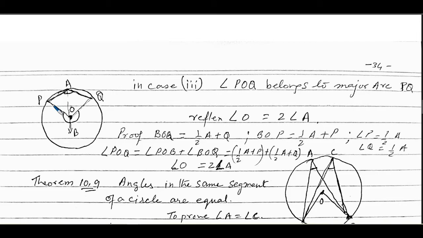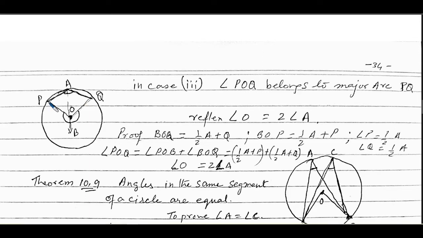Go slowly since you can always freeze it and think about it. So that's what I have written here. Angle BOQ, which is an exterior angle, is half of A plus Q, and BOP is again half of A plus P. Angle P will be similar because this is again an isosceles triangle. This is half of A, so this also will be half of A. Similarly, this will be half of A.